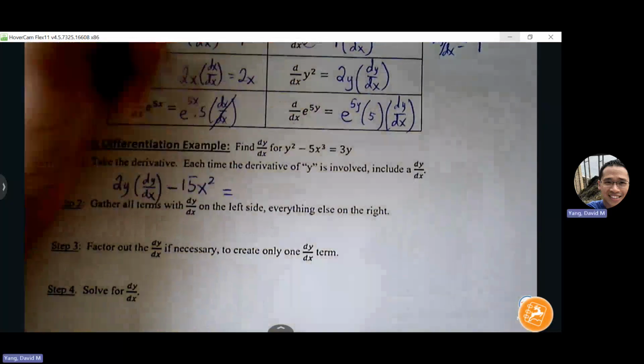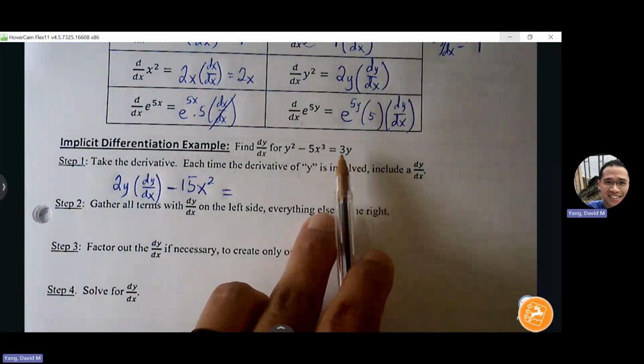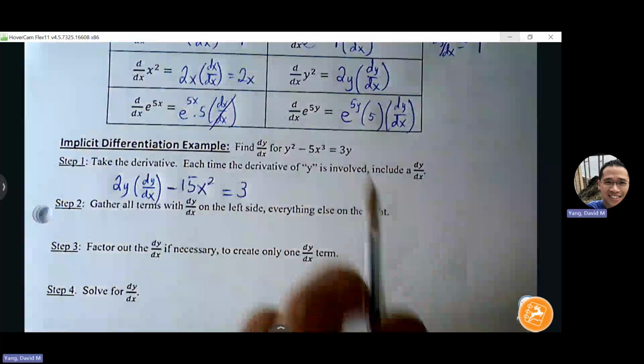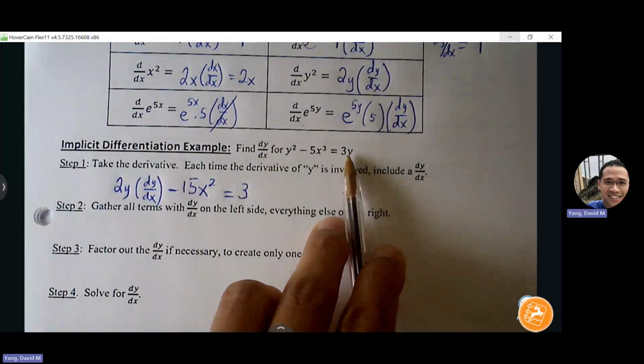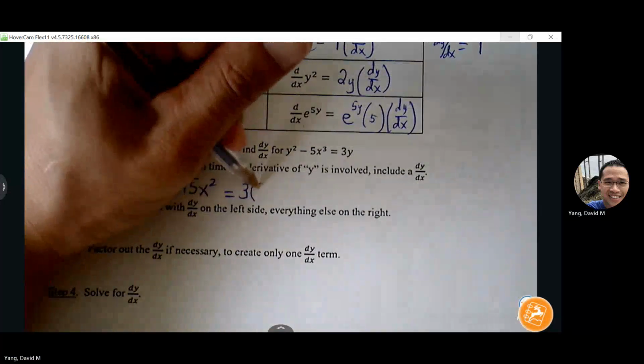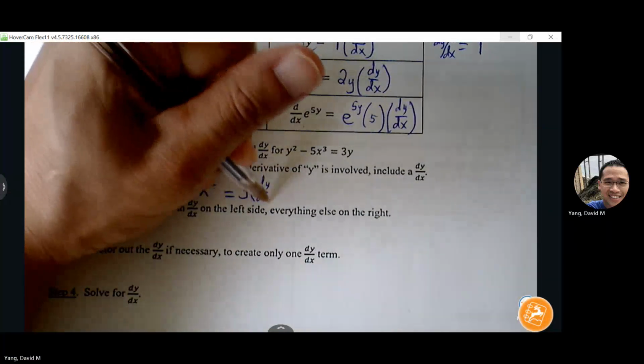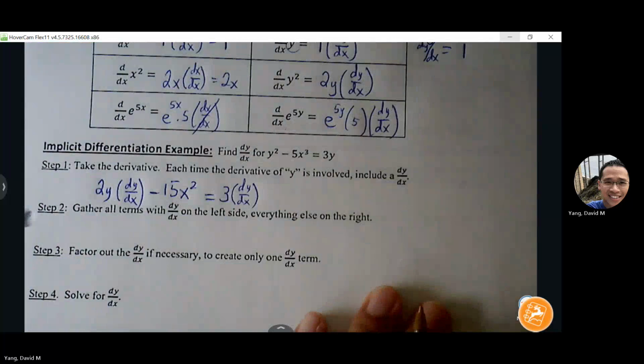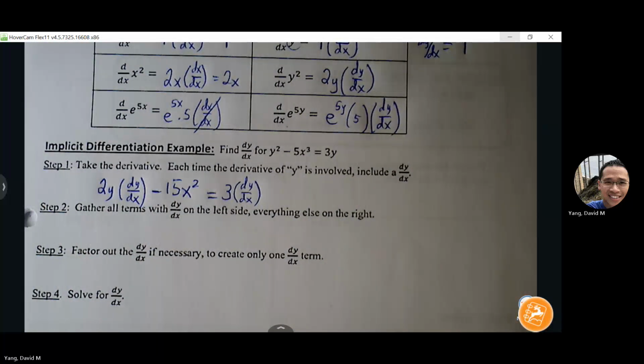Okay, equals, what's 3y's derivative? Just 3, but even though the y disappears, we are asking for y's derivative, so we still need to include a what? dy dx. Questions so far? So that ends the calculus portion. Now we're just trying to algebraically solve for dy dx.